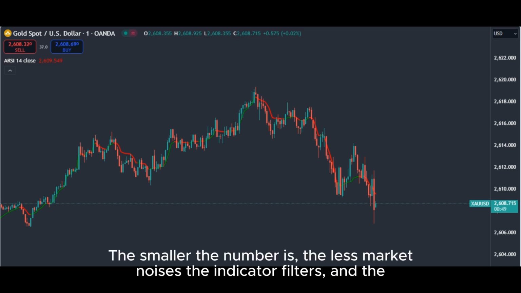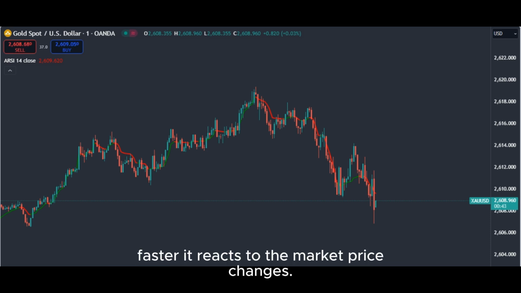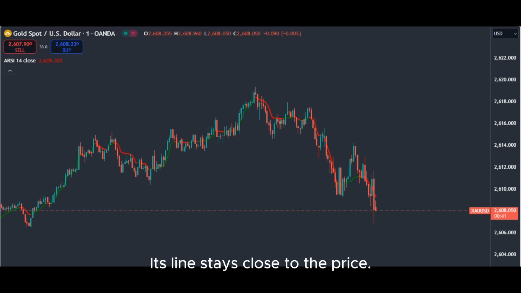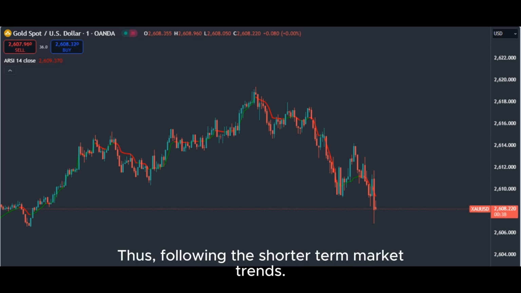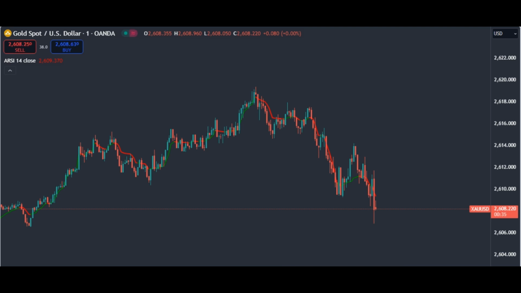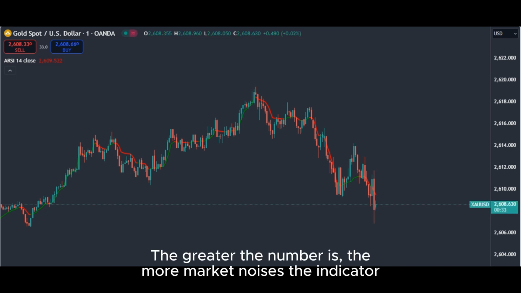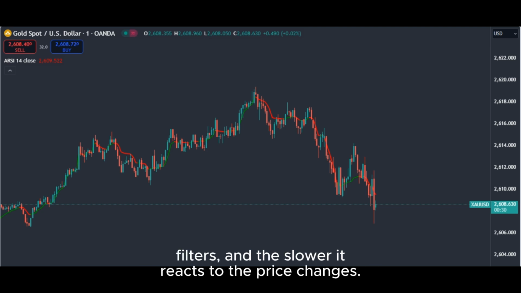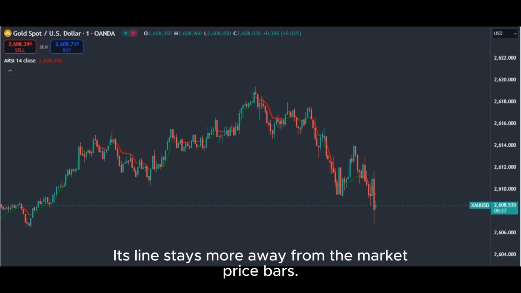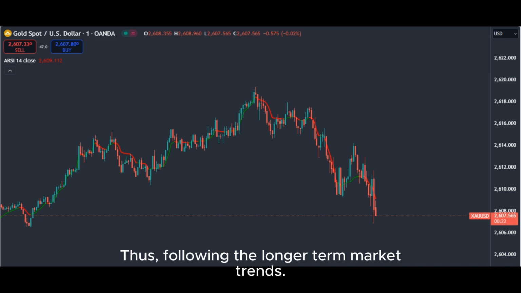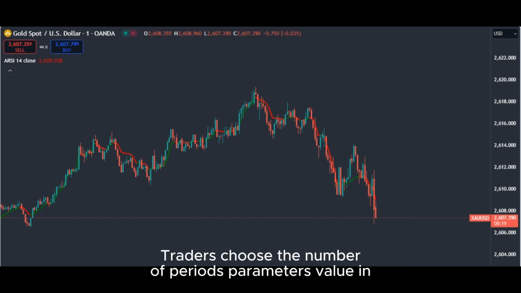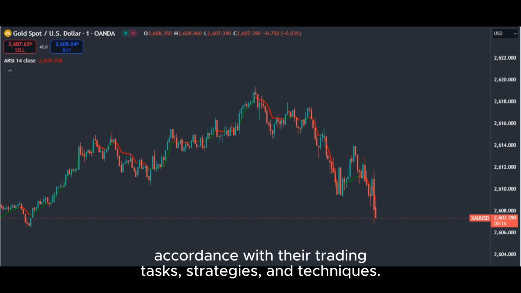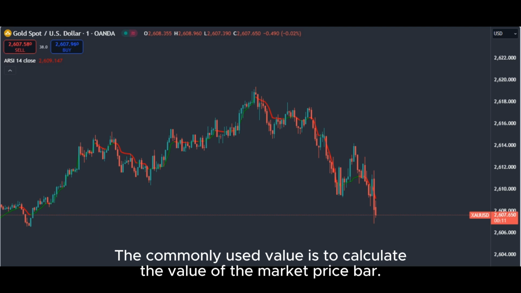The smaller the number is, the less market noises the indicator filters, and the faster it reacts to the market price changes. Its line stays closer to the price bars, thus following the shorter-term market trends. The greater the number is, the more market noises the indicator filters, and the slower it reacts to the price changes. Its line stays more away from the market price bars, thus following the longer-term market trends. Traders choose the number of periods parameter's value in accordance with their trading tasks, strategies, and techniques. The commonly used value is 20.